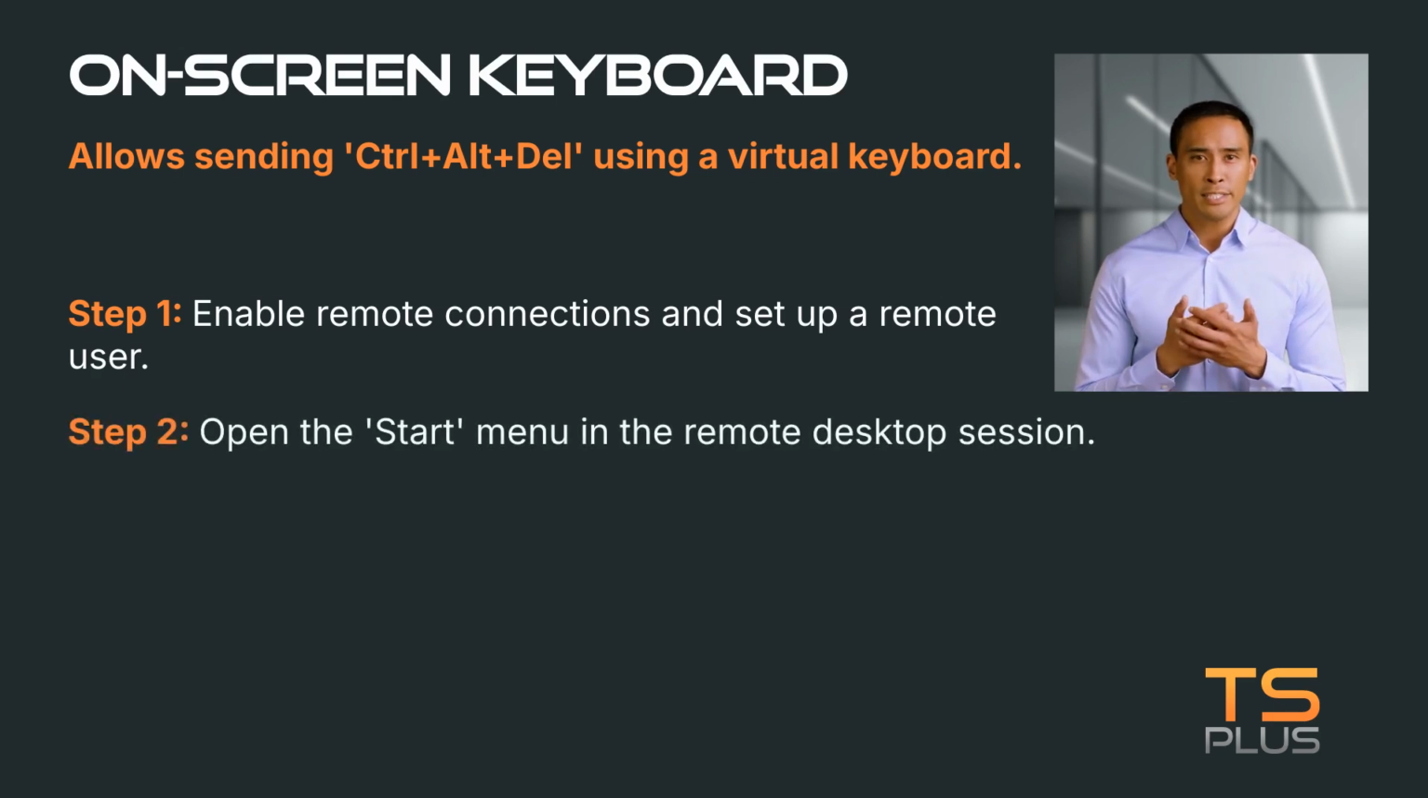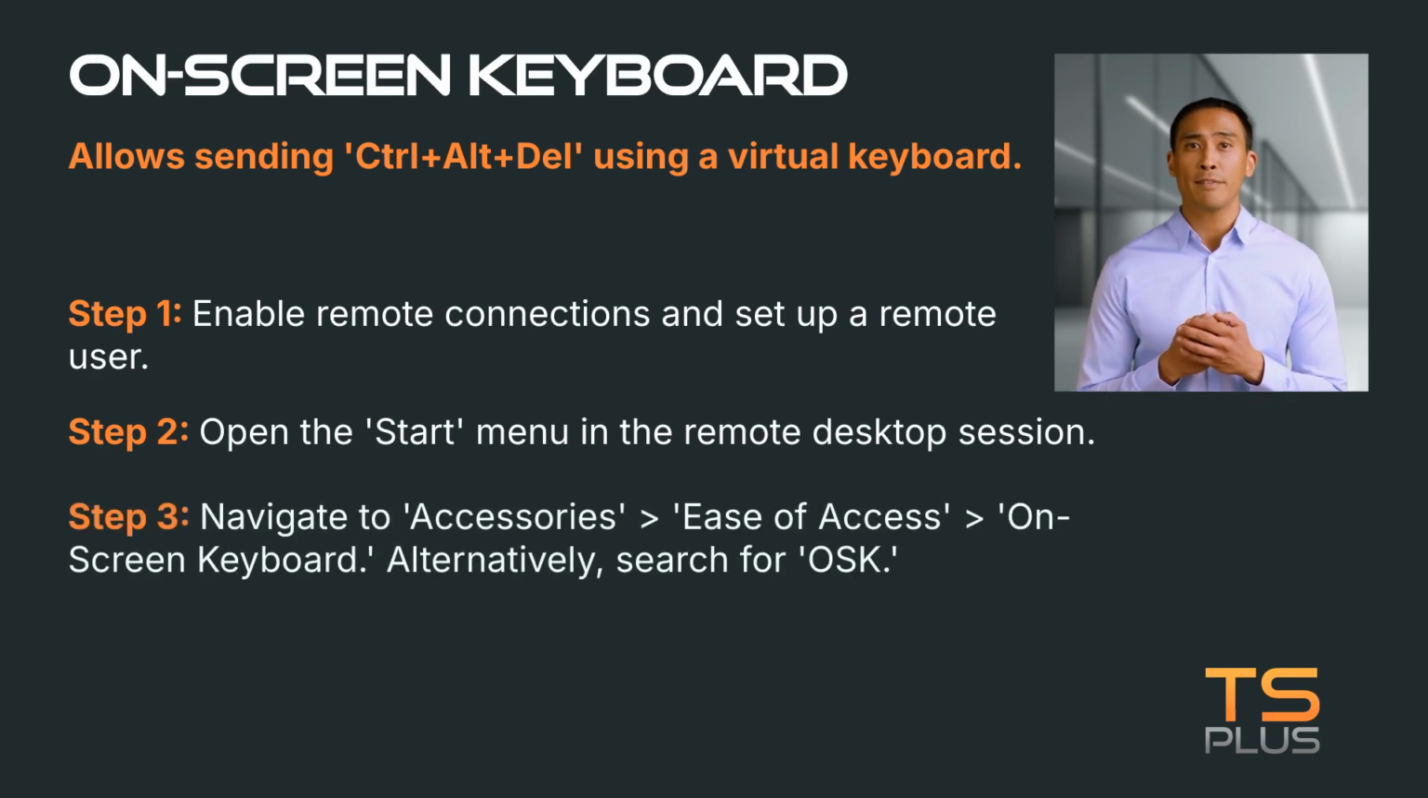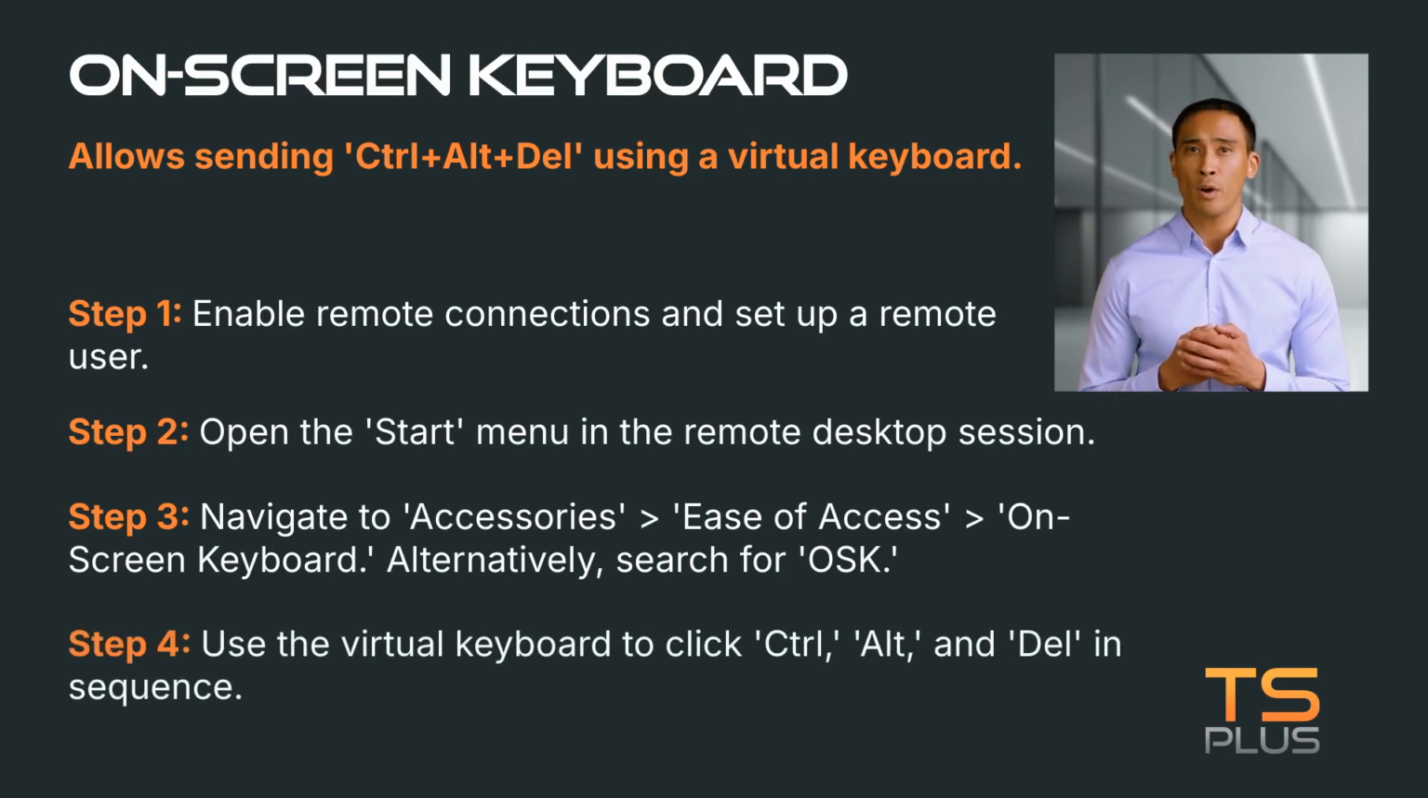Start by clicking on the Start menu in the remote desktop session. Navigate to the Accessories folder. If you don't see it, you can also type OSK in the search bar to quickly find the on-screen keyboard. Click on Ease of Access and then select On-Screen Keyboard. This will open a virtual keyboard on the remote desktop. Now, use your mouse to click the Ctrl, Alt, and Delete keys in sequence on the virtual keyboard.